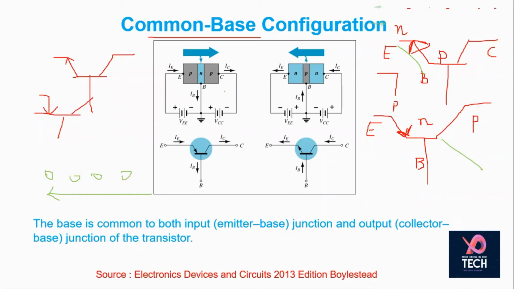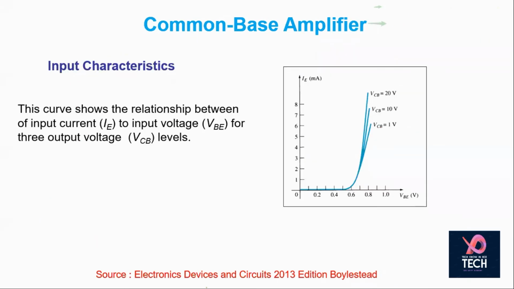Why this particular configuration is called common base configuration? Because base terminal is common to input side as well as output side. So here you are actually applying the input and here you are getting the output. So to input emitter base is common, to the output base is common. So that is why this is called common base configuration. So we will be discussing other aspects for this particular configuration in the coming slides. So here you can see input characteristics. Now, when we talk about input characteristics, how we are actually going to plot them.